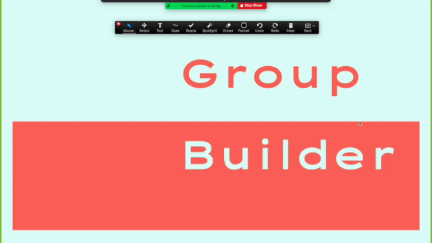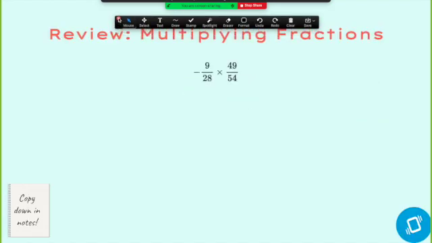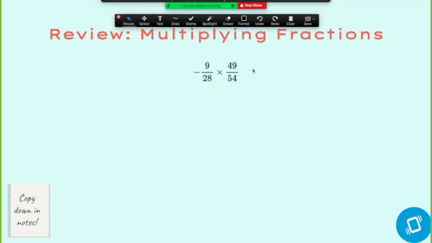So let's start off with a bit of review first. The review is multiplying fractions. I'll give you time to answer the following question, which is negative 9 over 28 times 49 over 54. Try to find the product here.